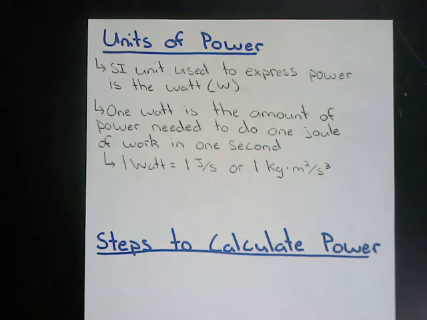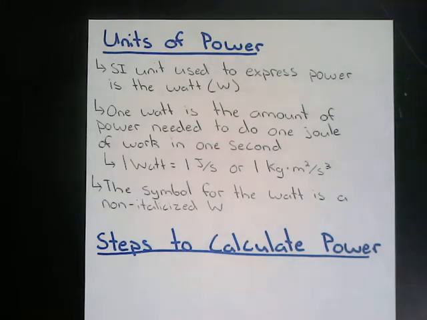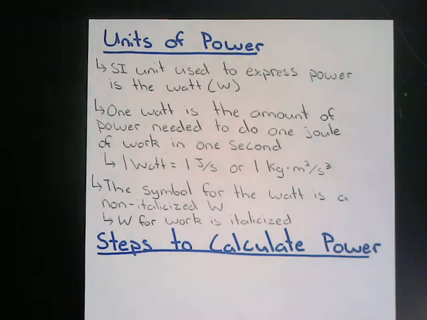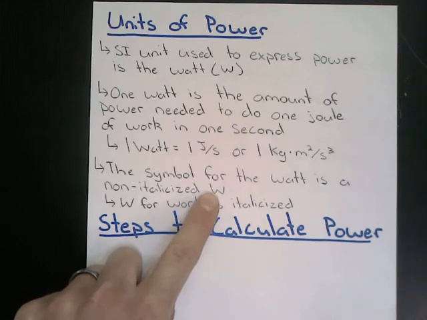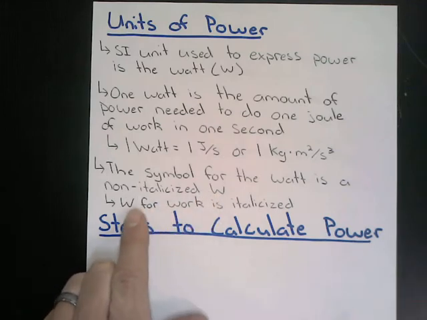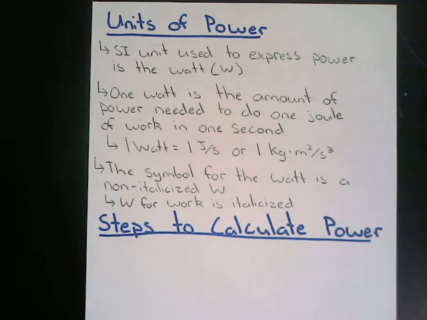Now, with this, the symbol for watt is a non-italicized W. So you have to be really careful with power and not confuse it with work, because work, which is also a W, is italicized when you see it typed. So again, when you see just a capital W, that's going to be for power, and when you see an italicized capital W, that's going to be for work. It's important to remember that as we go through this.